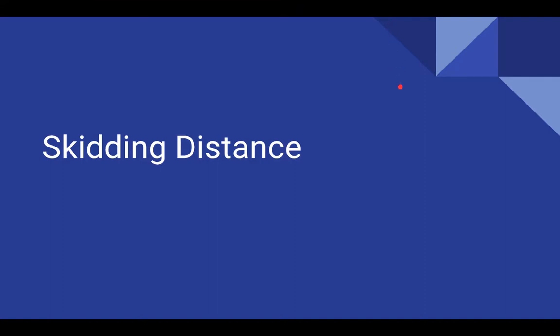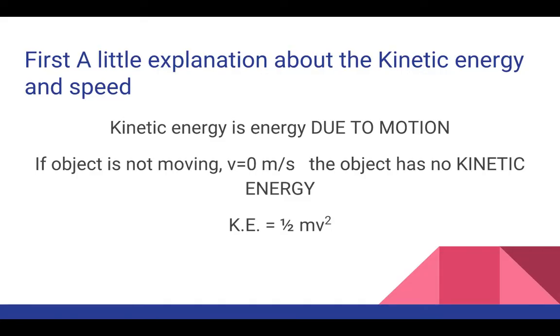Okay, so this tutorial is to talk about skidding distance and the relationship between kinetic energy and speed. So first, a little explanation about kinetic energy and an important relationship that you'll need to understand for the quiz. As a quick review, kinetic energy is energy due to the motion of an object. So if an object is not moving, it has no kinetic energy.